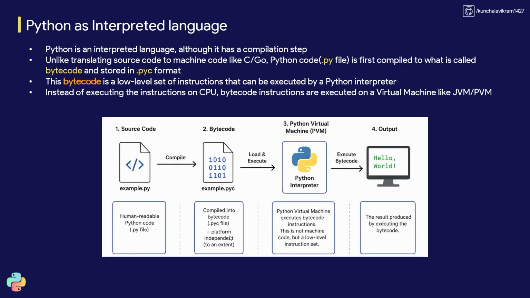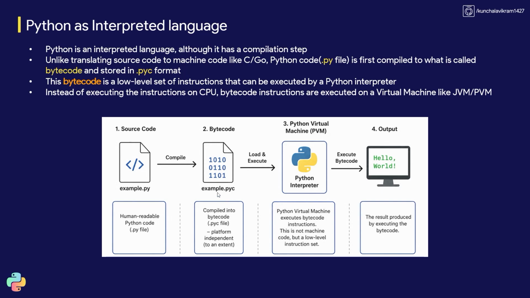Now, how Python works as an interpreted language: if you think that there is no compilation step involved, it's not like that. Unlike C and Go, which compile source code directly into machine code, Python takes a very different approach. Your Python files, usually with a .py extension, will first be compiled into a format known as bytecode, which is usually stored in .pyc format. This is Python bytecode, or compiled Python code.